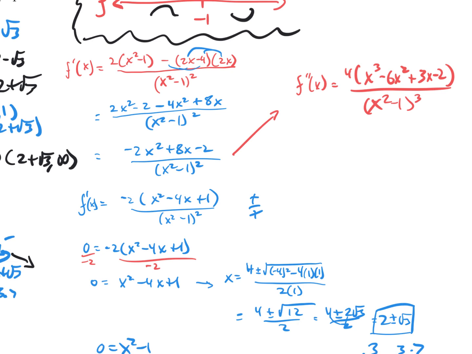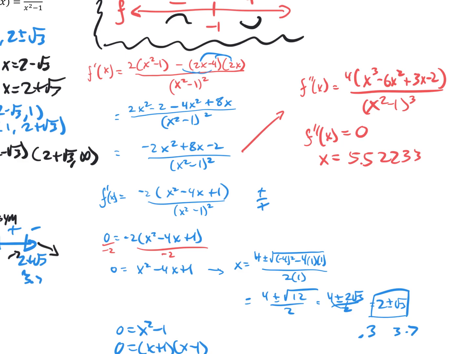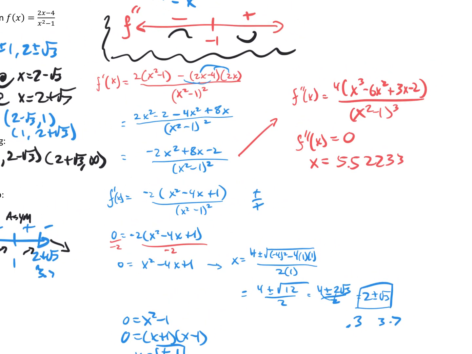All right, now we want to set that equal to 0. We want to find out when f double prime of x is equal to 0. So again, we can use our calculator for that, and we can find out at x equals 5.52233. Okay, so 5.522. All right, so our number line is going to look like this for f double prime.